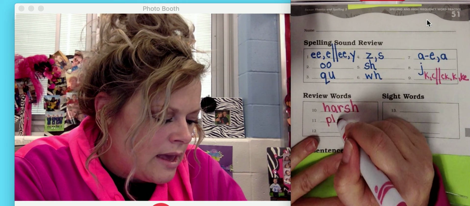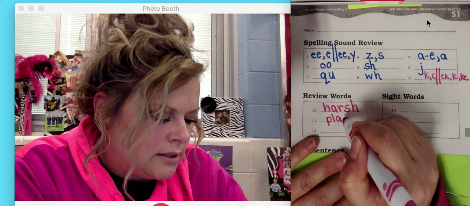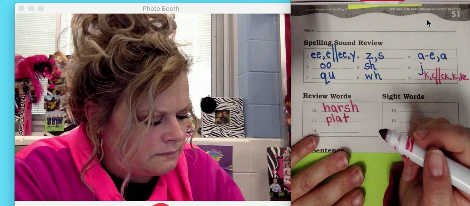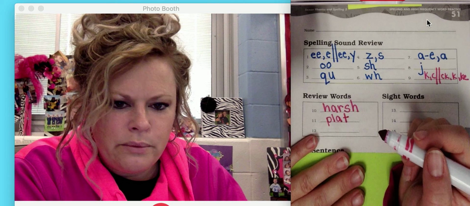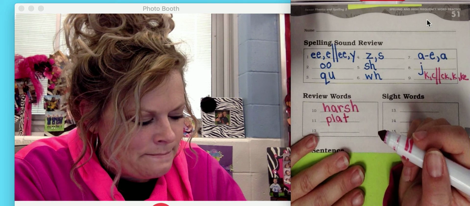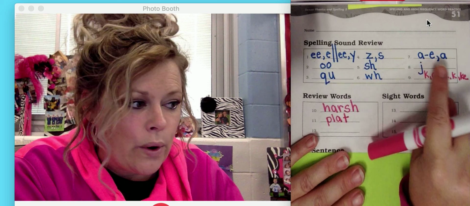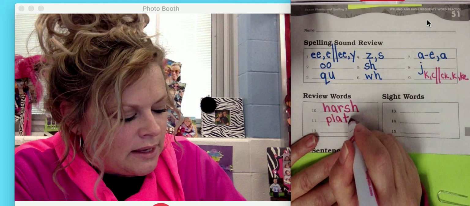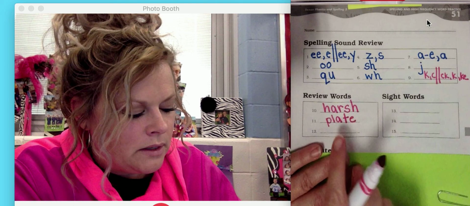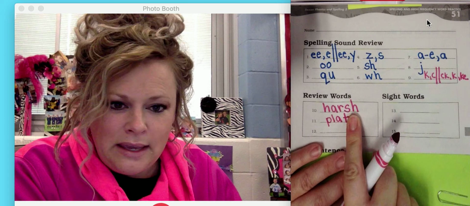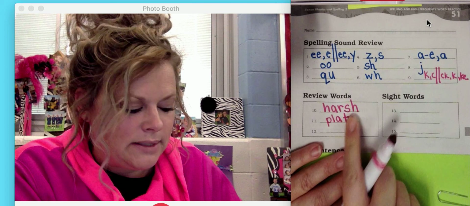O A T. Doesn't look right. Well, I know when I see an A, it could be A consonant E or just an A, and it doesn't look right to me. So I'm going to make it an A consonant E pattern to see if it looks better, and that looks right to me. Plate. Without that E, it would be plat, and I want it to be plate. Okay?